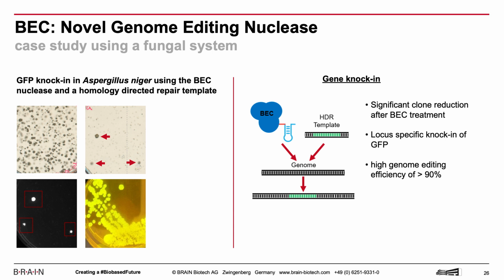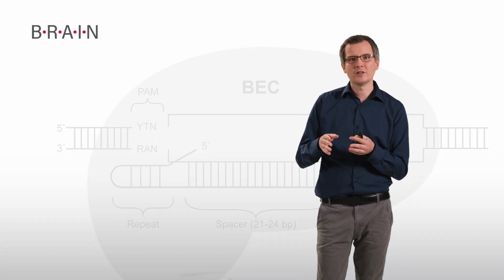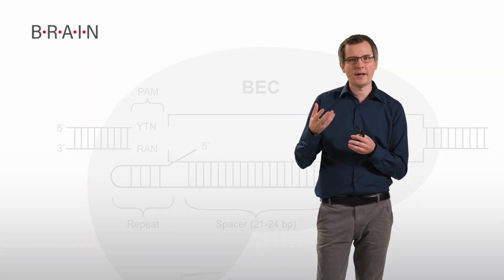Results are shown on the left side, and they are quite similar to what we already saw in Saccharomyces cerevisiae. So we have a negative control where we have a plate full of colonies. Then when we activate the BEC, we have a huge decrease in the overall cell population, and just 3 cells are able to survive the BEC treatment. When we put the plate on a UV desk, you can see that specifically those 3 cells are lighting up.